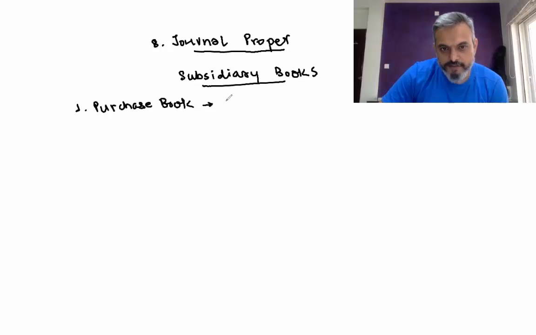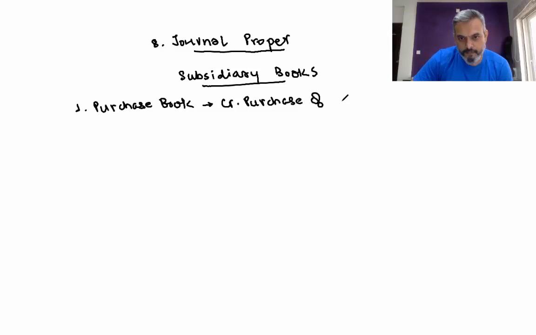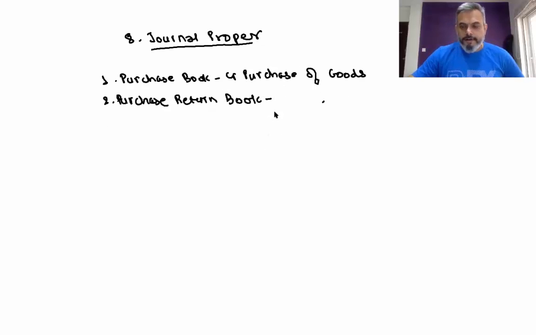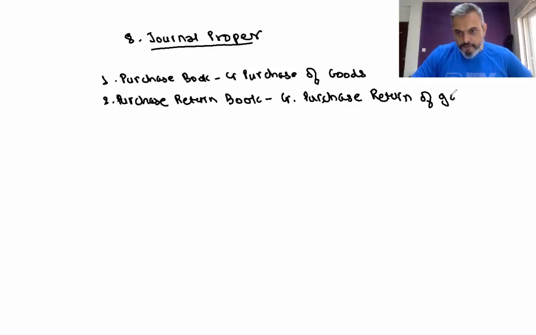Please write all this. This is very important. That is for credit purchase of goods. Okay, so in purchase return book, we record credit transactions of purchase return of goods.